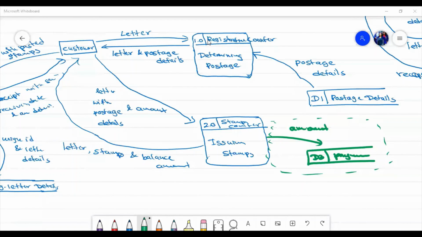In the data flow, we have the registration counter process to postage details. I think you're talking about this. Nuhansa, is this question related to this? Right. So now you are clear, no? We have to take the details. Is it clear? Right. So we need to read items.